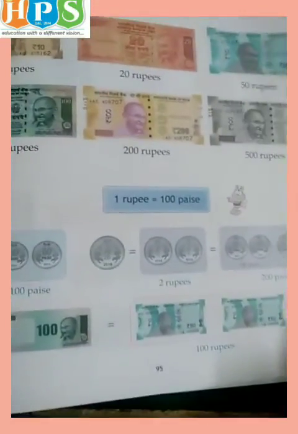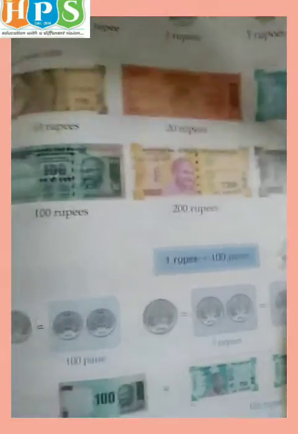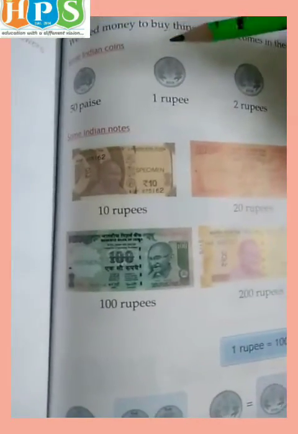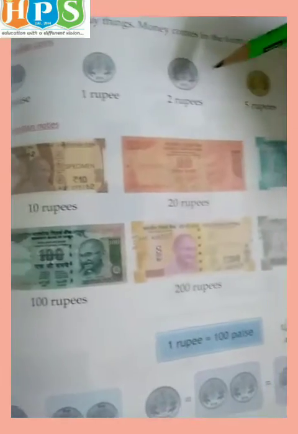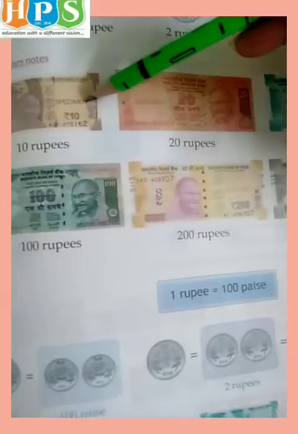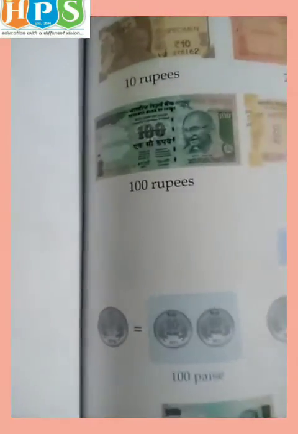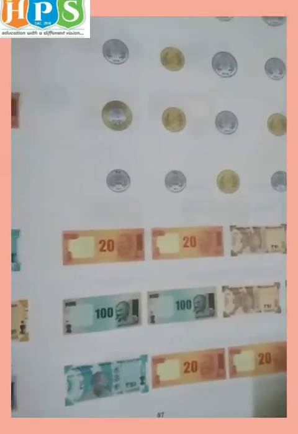Come to page 95. Indian currency. Some Indian coins 50 paise, 1 rupees, 2 rupees, 5 rupees and 10 rupees. Some Indian notes 10, 20, 50, 100, 200, 500. 1 rupees is equal to 100 paise. Turn the page. Page number 97.